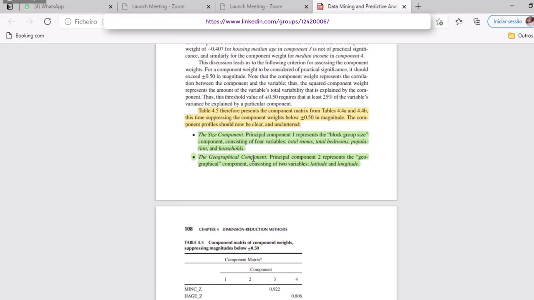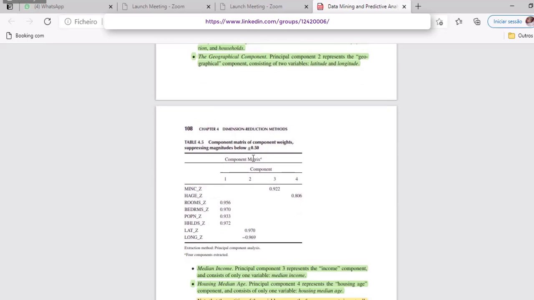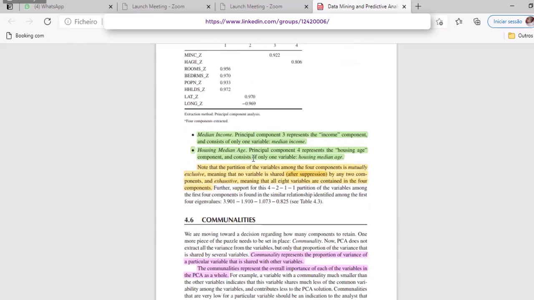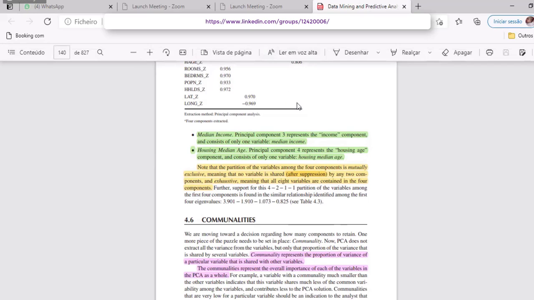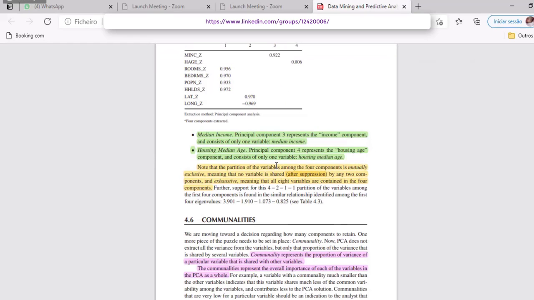The geographical component stays the same because we were not in doubt about any variable. Income is also exclusively explained by median income, and housing median age by house median age, meaning that we are not counting the smaller effect that one has to the other in each component.